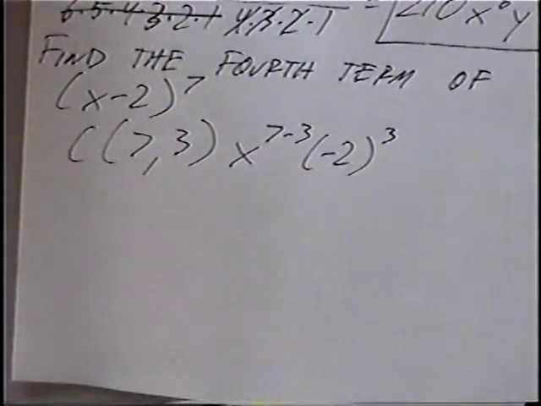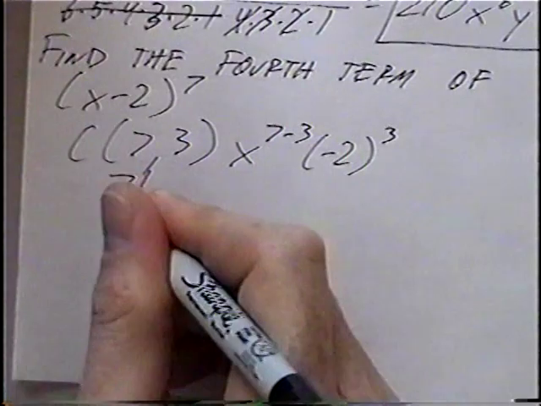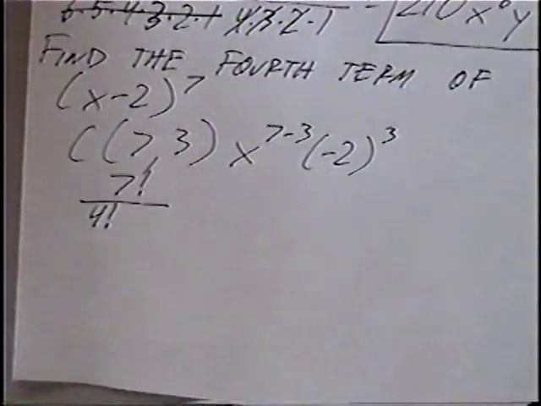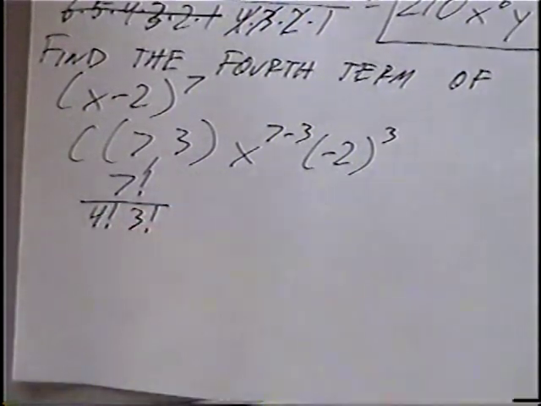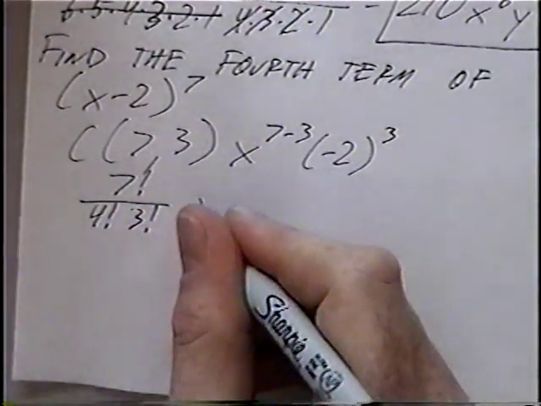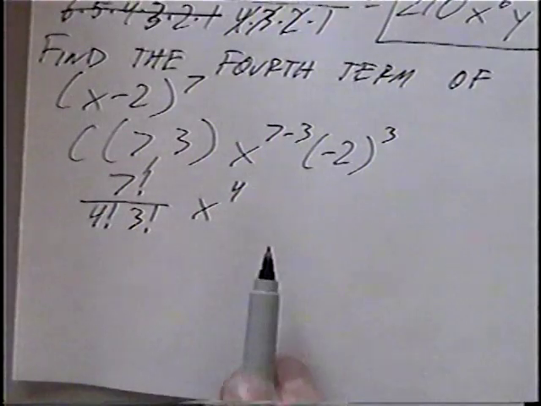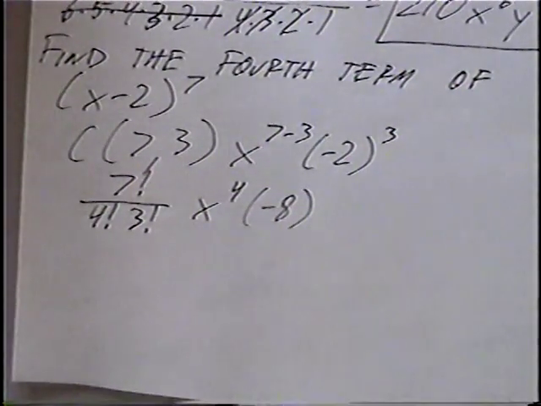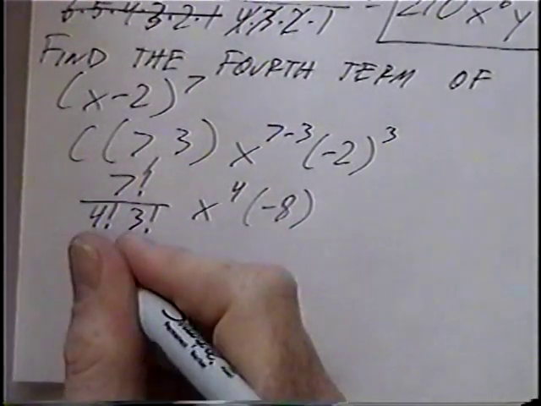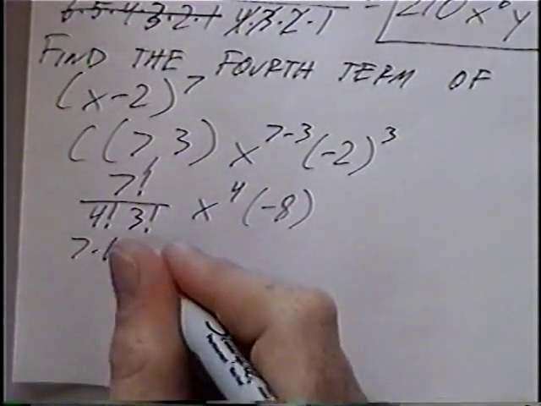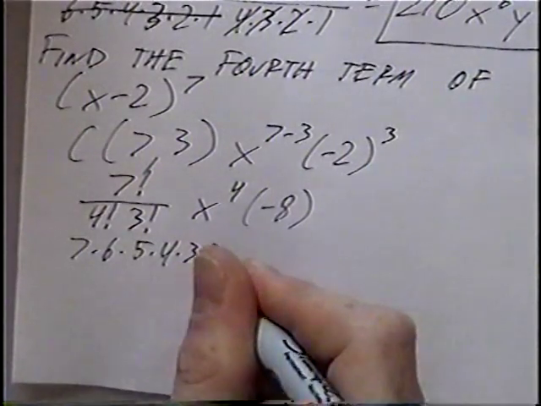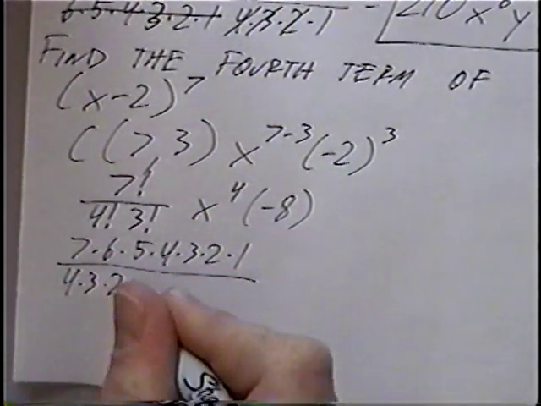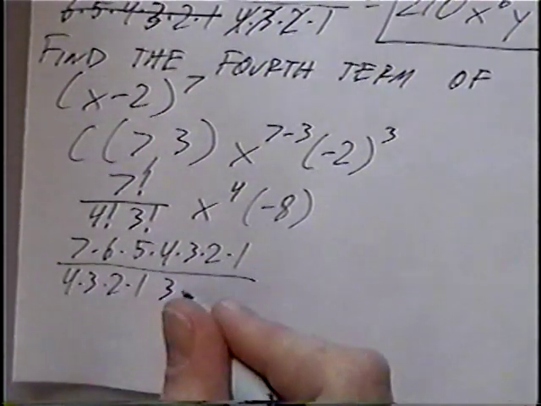Multiplying out, 7 combination 3 would be 7 factorial divided by 7 minus 3, which is 4 factorial, and 3 factorial. X to the 4th, and negative 2 to the 3rd would be negative 8. 7 factorial is 7 times 6 times 5, all the way down to 1. And 4 factorial, and 3 factorial.